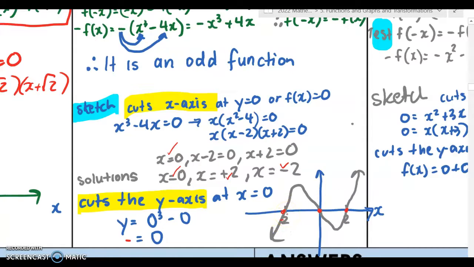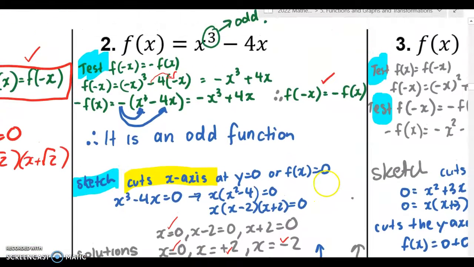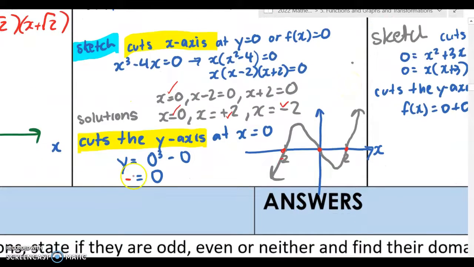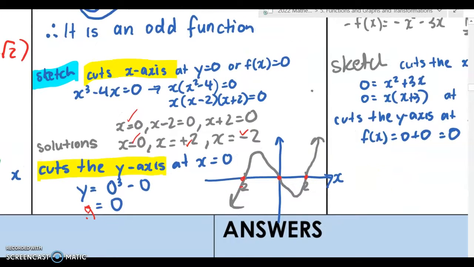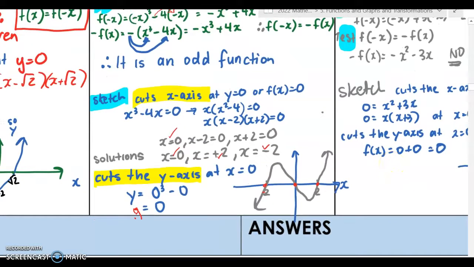They're my 3 points. And it cuts the y-axis, and we've already got one of those, at x equals 0. So if we just quickly pop that in there, it's going to be 0 minus 0. So it cuts the y-axis at 0, like that.